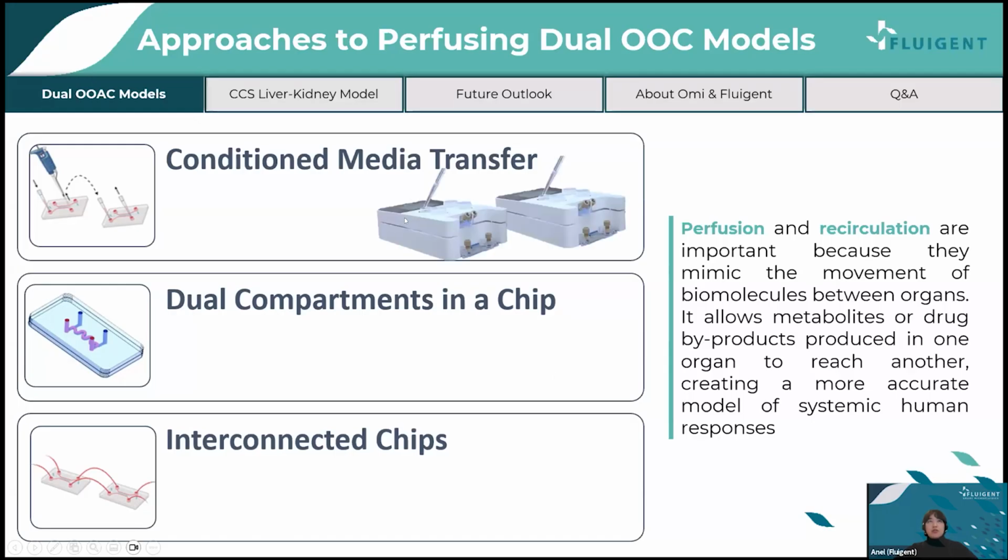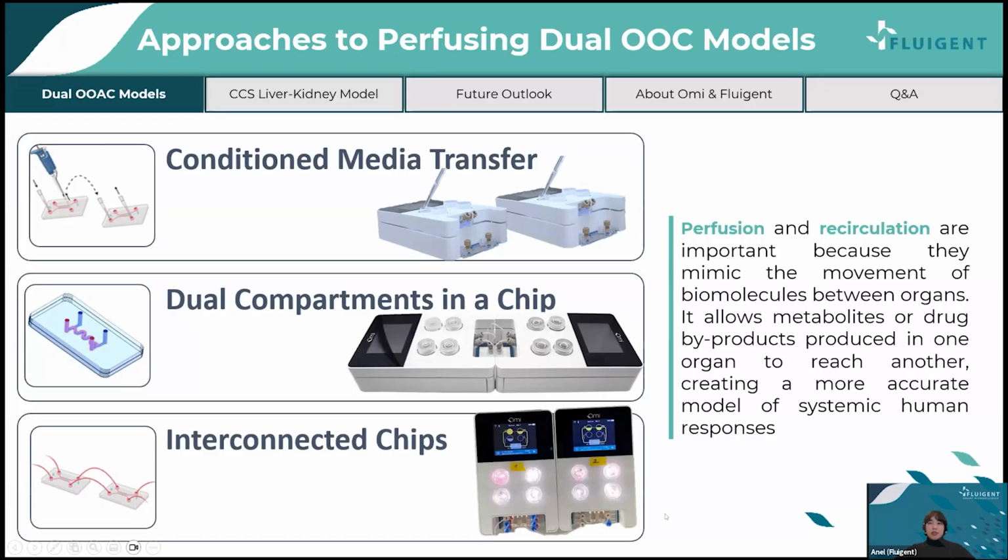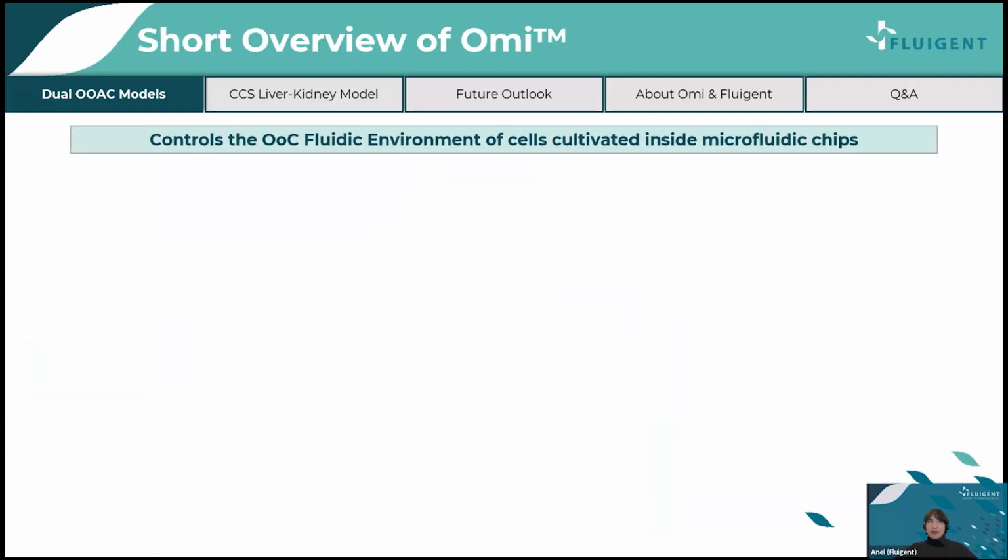So you can either transfer the conditioned medium from one Omi to another, so one device to another, as illustrated here. There is also a way to have dual compartment in a chip perfused in a synchronized manner with two Omis. And as Izzy will later illustrate, there is a way to have a sequential connection of the chips and the Omi devices. So maybe I moved a little bit too fast.